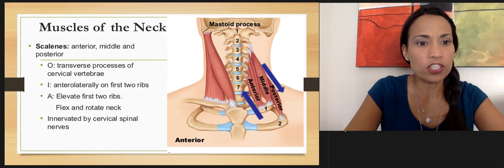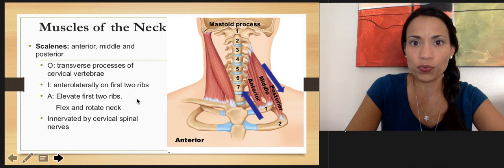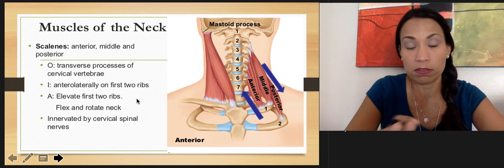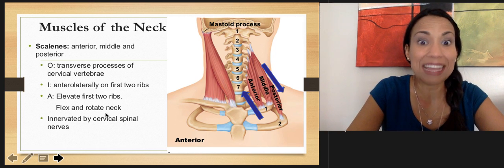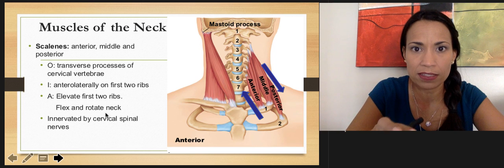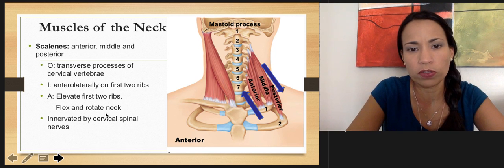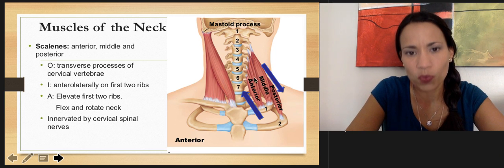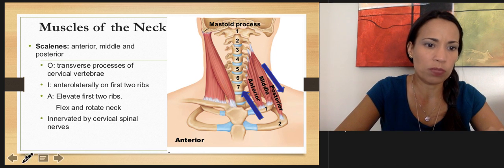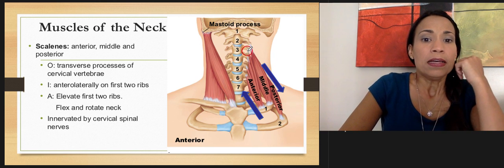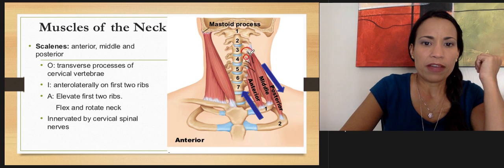Got it? So the functions are, first of all, elevate the first two ribs, not the rest, because we just don't attach on the other ribs. And the second action is to flex and rotate the neck. Innervation, cervical nerves. We're right here, where the cervical nerves exit. So right there are going to come out the nerves that are supplying those muscles. Right here, you're going to find all the nerves supplying these muscles.